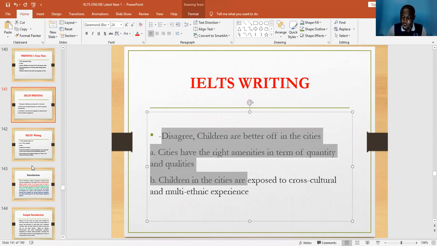For those who are wondering how we picked up these words: one of the things you need to properly do when you are writing is to pay attention to the words you use. For example, I use the word nurture. I have taught that in vocabulary development. I use the word upbringing. Let me just highlight them. Nurture. I use upbringing.